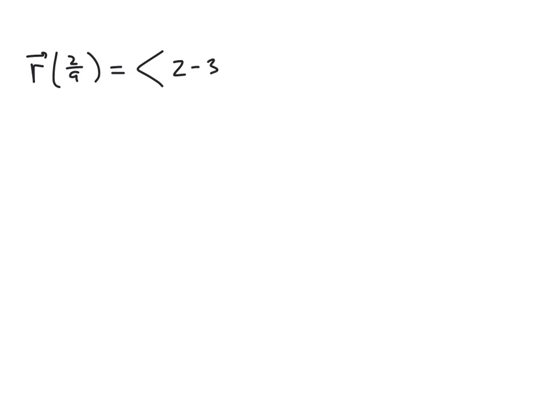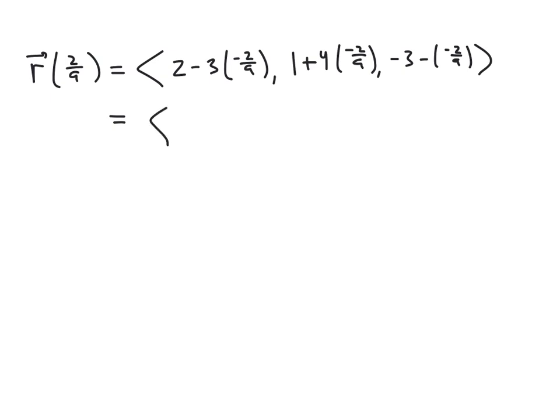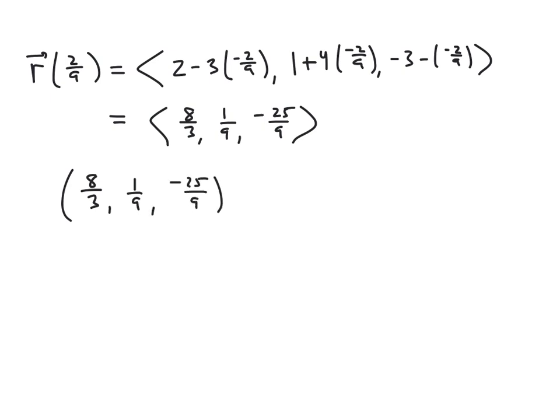So we're going to have 2 minus 3 times negative 2/9, 1 plus 4 times negative 2/9, and negative 3 minus negative 2/9. Right, so this will be our point. And when we go through and do the arithmetic, I believe we get the point 8/3, 1/9, and negative 25/9. And so our intersection point is the point 8/3, 1/9, negative 25/9. Okay. Right, and so this problem is basically just algebra. It's understanding what the vector form of the line and the linear form of the plane represent. But really the actual mathematics that we have to do here is just some basic algebra.